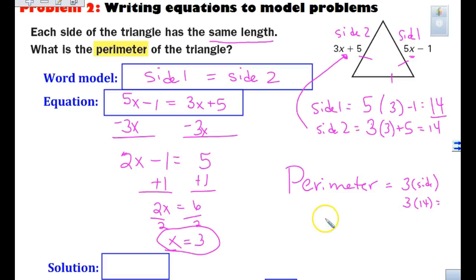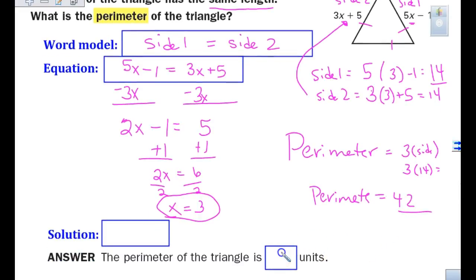If I multiply 3 times 14, we're going to end up with 42. So my perimeter equals 42. We don't know what unit they're measuring it in, if it's centimeters or meters, so we're just going to put 42, and I think they have units when you're filling that in right here. So 42 units.